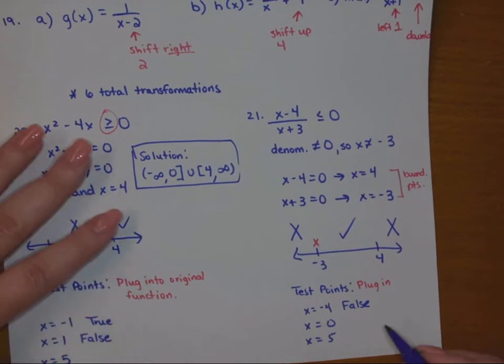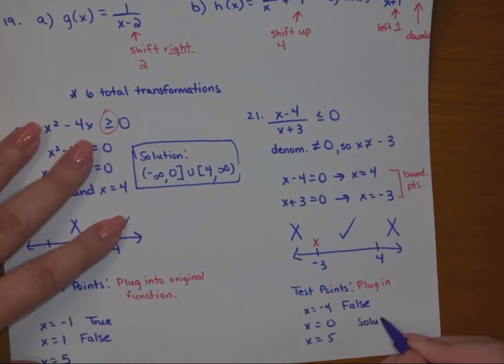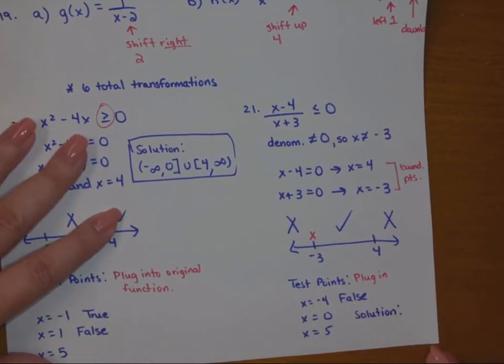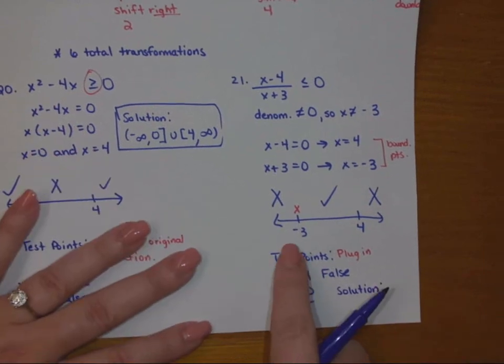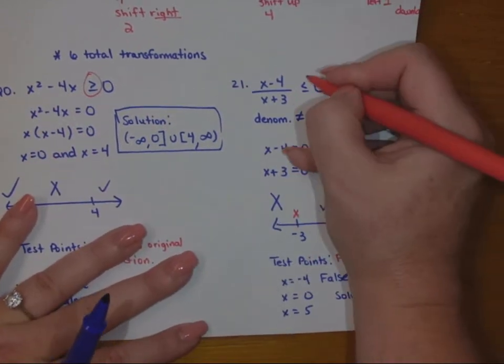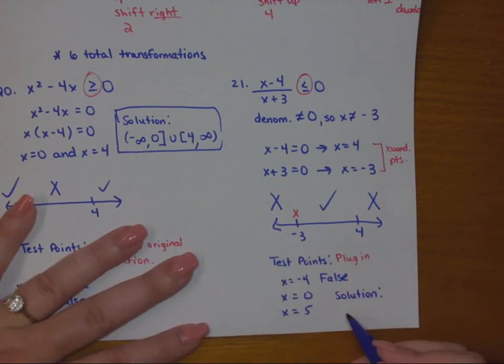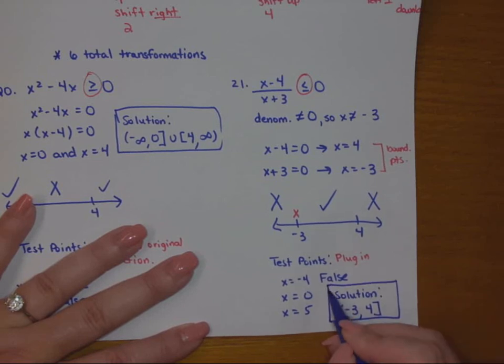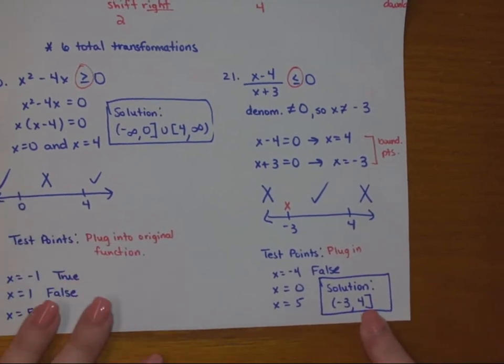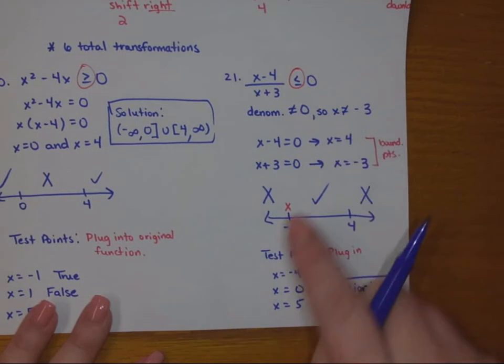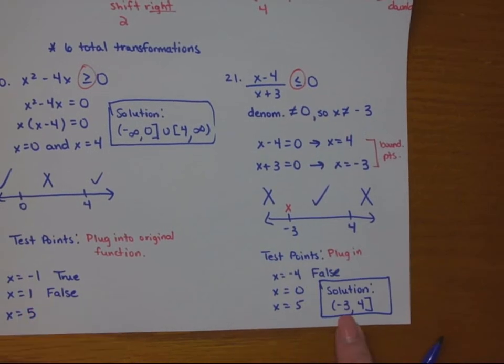Okay, so then the solution for this one, just be really cautious. I'm going to squeeze it in here. The solution is generally going to be a bracket type situation, but because we want to get rid of the -3, we're going to say parentheses for -3, but then 4 with a bracket. Okay, so it had a bracket here because it was less than or equal to instead of plain old less than, but then we had to kick out -3.